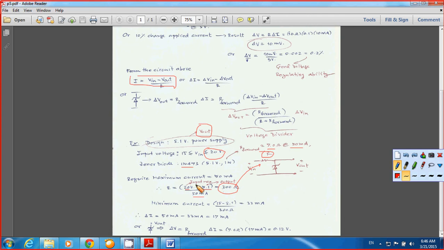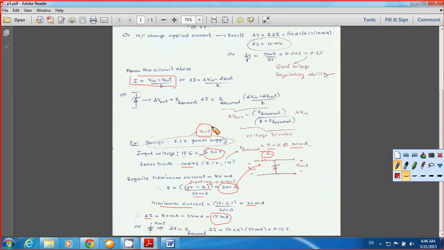Okay, next, you also find the minimum current by using the minimum input voltage, 15. So 15 minus 5.1 divided by 300 ohms that you already designed. You get the minimum current to be 33 milliamps. The reason we do this is because we want to find delta I. So you have different delta I when you have the input voltage in the range of 15 to 20 volt. Delta I becomes 17 milliamps.